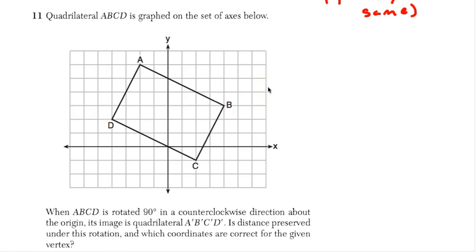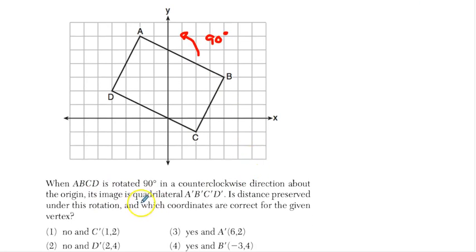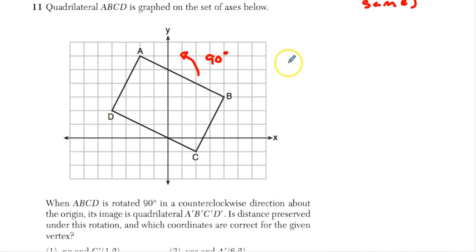Number 11, quadrilateral ABCD is graphed on the set of axes below. When ABCD is rotated 90 degrees counterclockwise about the origin, its image is quadrilateral A prime, B prime, C prime. So it's going this way, 90 degrees. Great. Is distance preserved under this rotation, and which coordinates are correct for the given vertex? All right, so you just gotta say, is distance preserved, and then write the new coordinates. So this is from level 1.